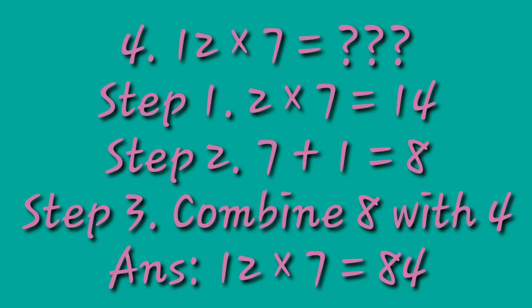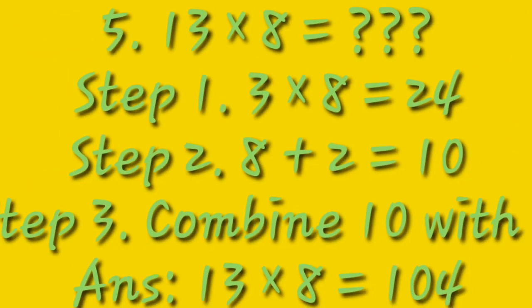Now in step 2, you have to add this multiplier 7 with the tens place of 14, that is 1. So just add 7 plus 1, that comes out to be 8. In the last step, that is step 3, you have to combine this addition 8, that comes from the addition of 7 and 1, with the 4 of 14. So here comes the answer as 84. So 12 into 7 is equal to 84. I think the steps are clear to you.